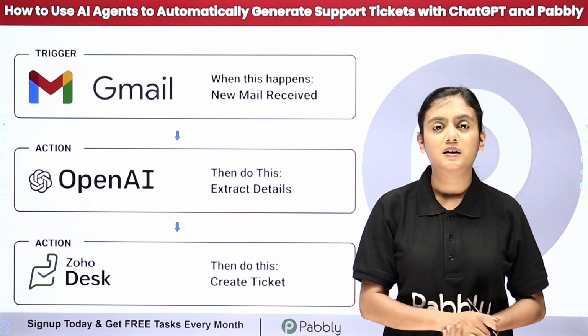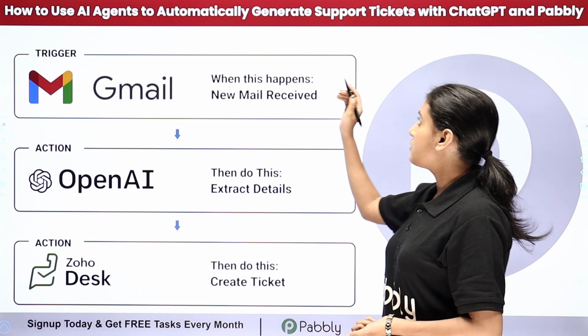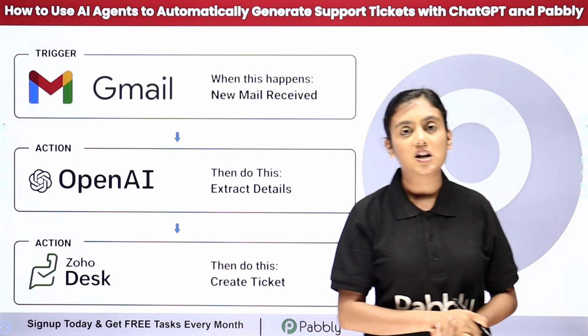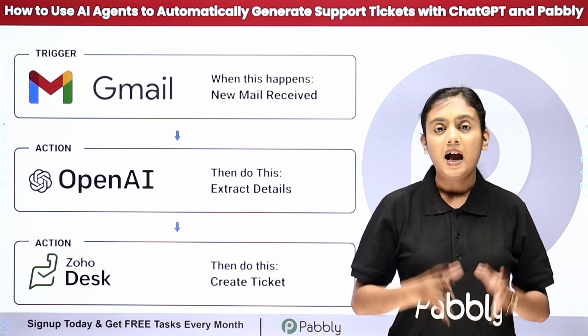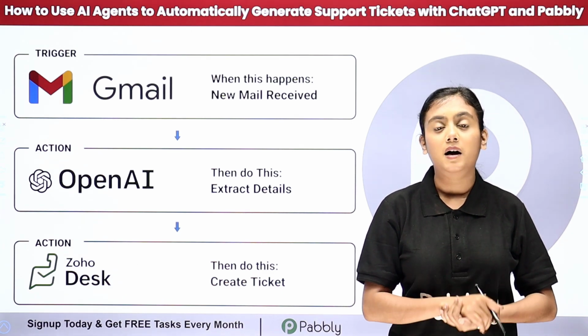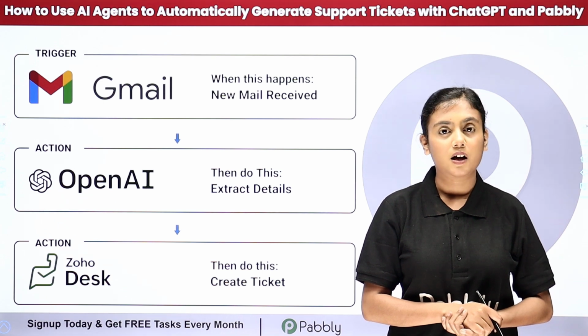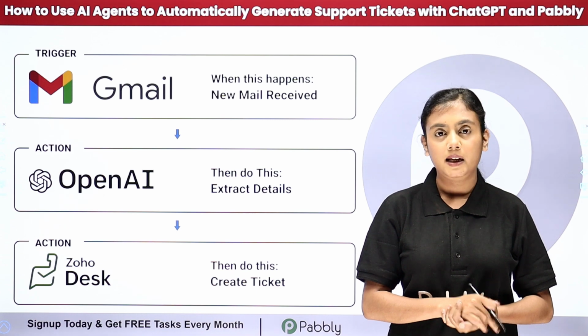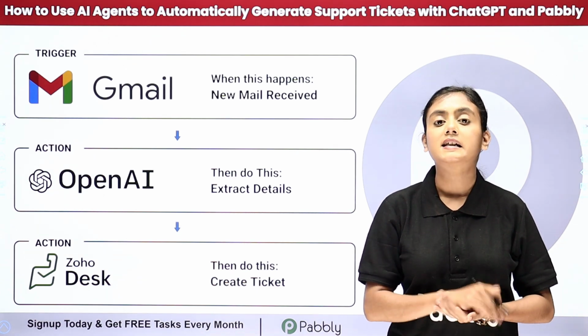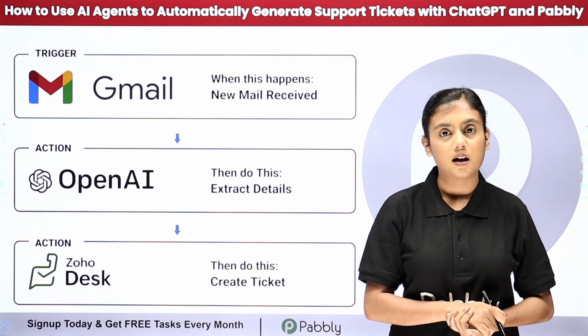In this video, we're going to learn how to use AI agents to automatically generate support tickets with ChatGPT and Pabbly. So I'm an owner of a SaaS-based company and I receive a lot of inquiries like bug reports or feedback on my Gmail account from my clients. I want that as soon as I receive a new email, a ticket should automatically be created in my Zoho Desk account.